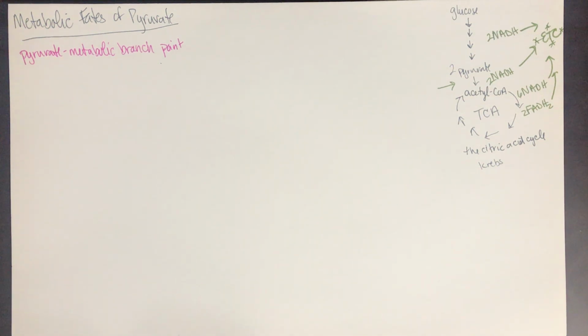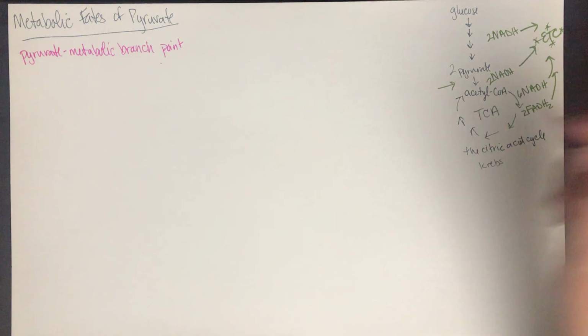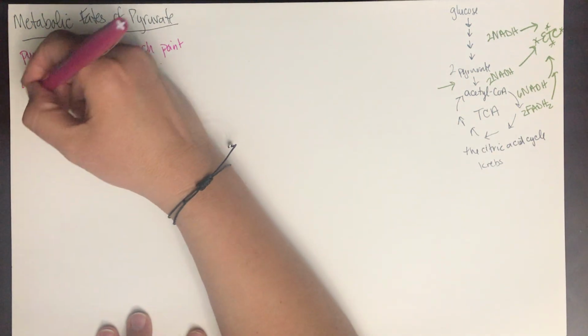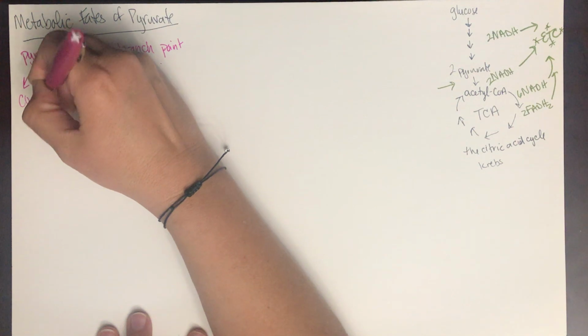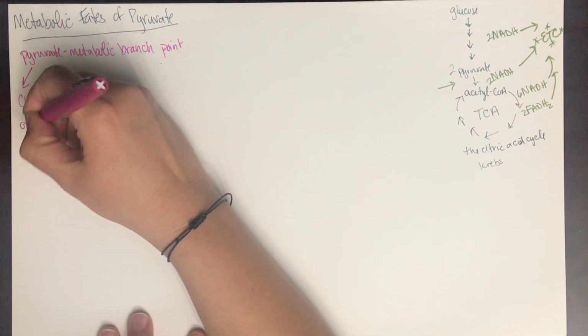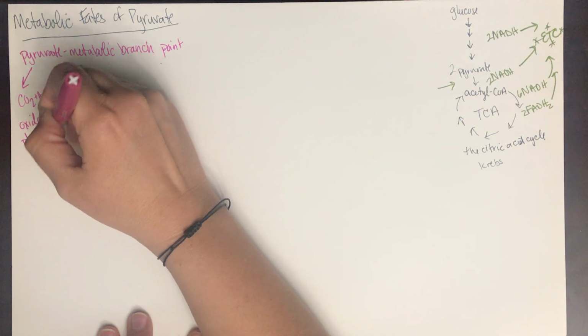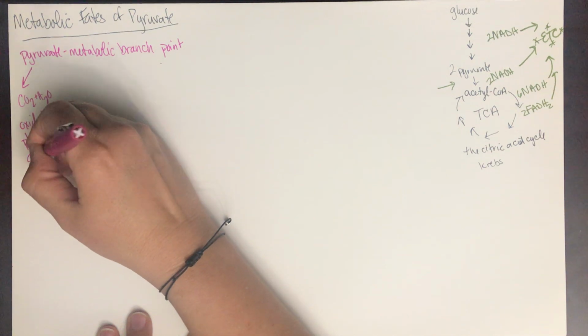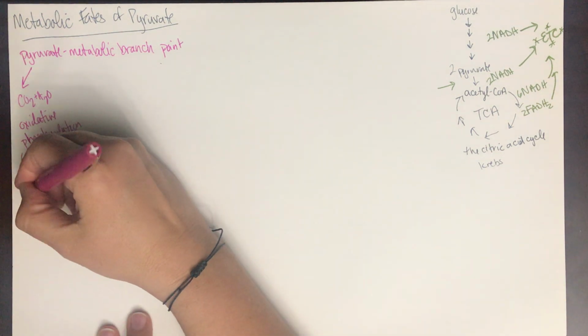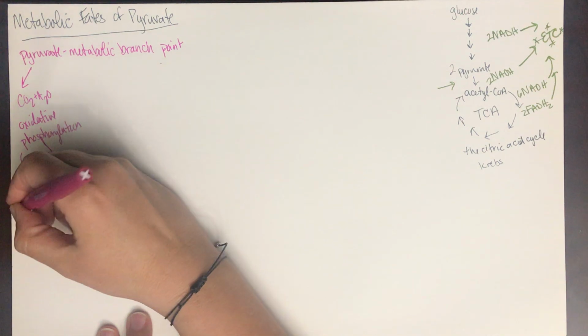You can convert it into carbon dioxide through oxidative phosphorylation, which is what we're going to do down here in the electron transport chain. You can convert it to lactate. This is called homolactic fermentation. So pyruvate you can either convert to carbon dioxide and water. This is called oxidative phosphorylation. This happens in the electron transport chain. It is aerobic, which means it requires oxygen.